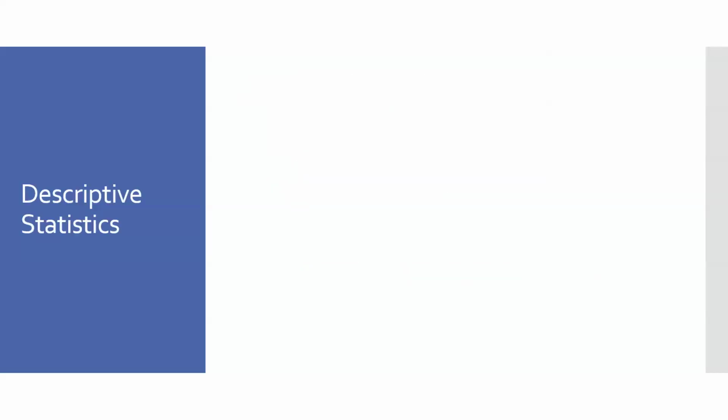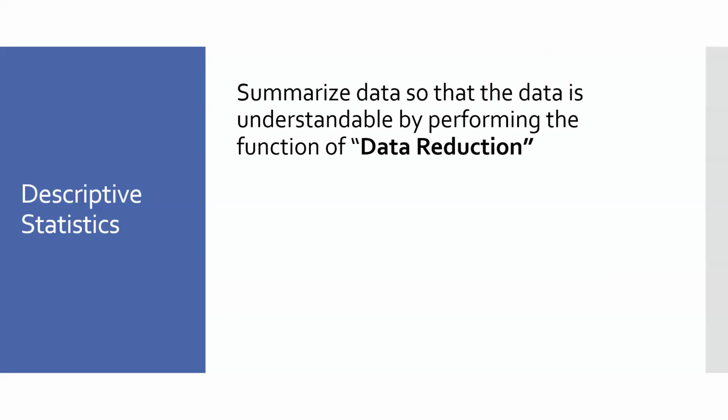All right, let's begin. With the descriptive statistics, we want to summarize data so the data is understandable by performing a function of data reduction. And what data reduction really just means is that instead of having 14,000, 50,000, 2 million different observations, we're going to summarize these things with a set of numbers that gives anybody who's reading these things a good picture and understanding of the data without having to look through the lines and lines and lines of code that would make anybody rip their hair out.